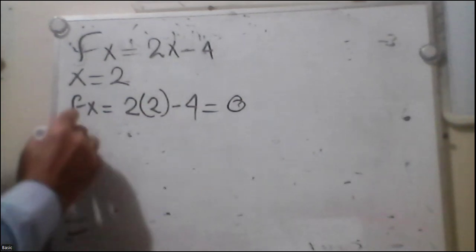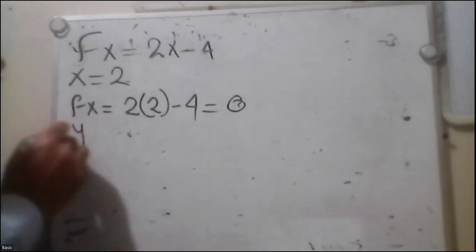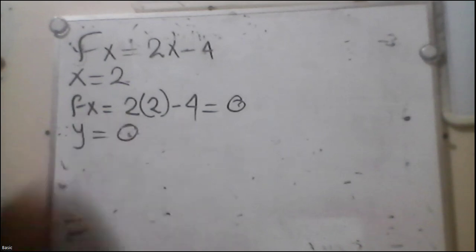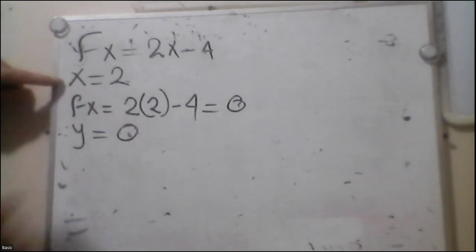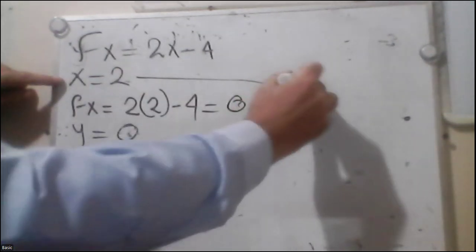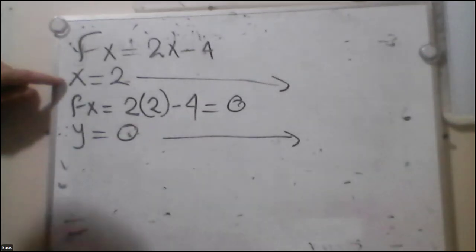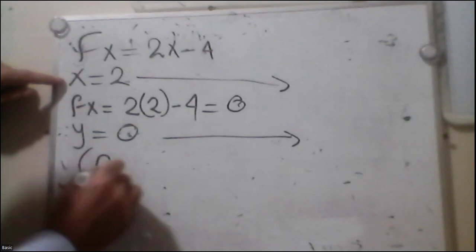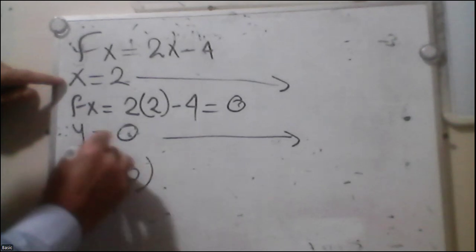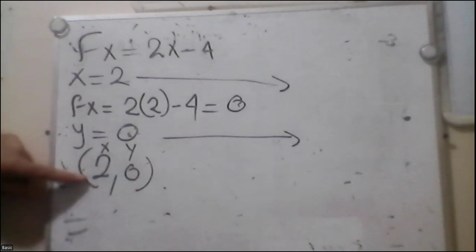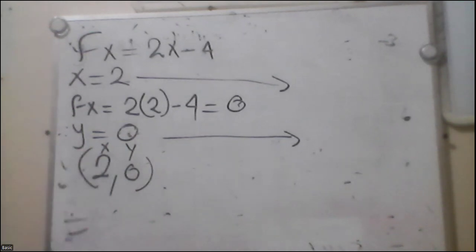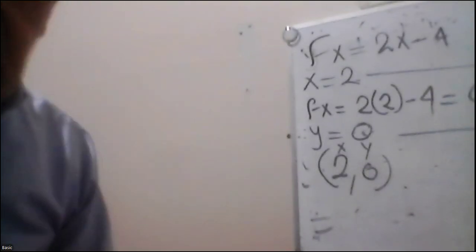So f(x) means y. Then y equals 0. So I have x equals 2, this is x, and y equals 0. So the point will be (2, 0), because this is for x and this is for y. 2 for the x and 0 for the y. Likewise, the other two examples which you have here are the same.